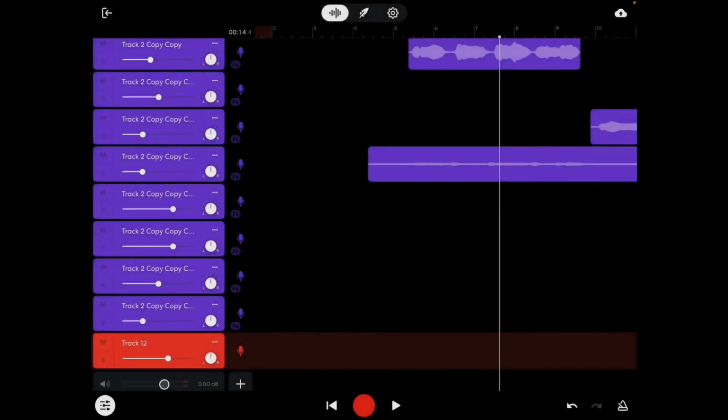Alright guys, now that we're over on BandLab, this is what I use to make my music.